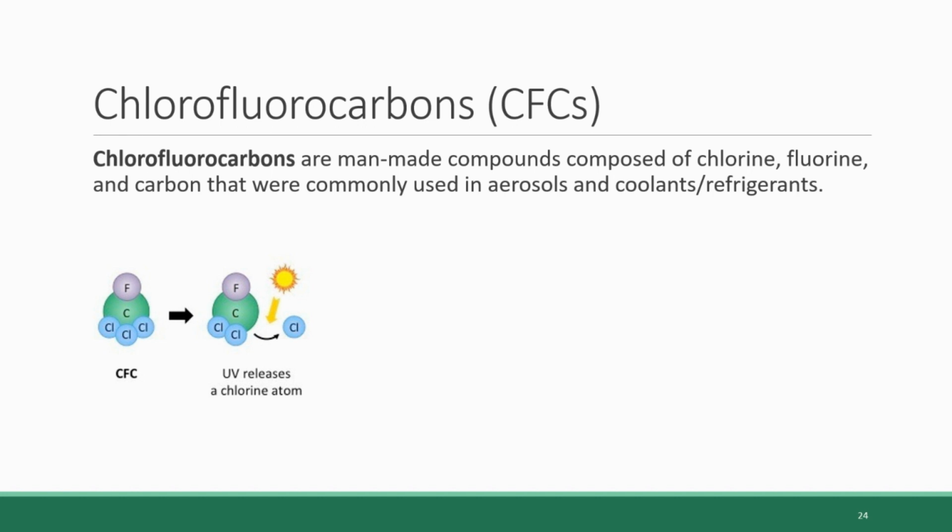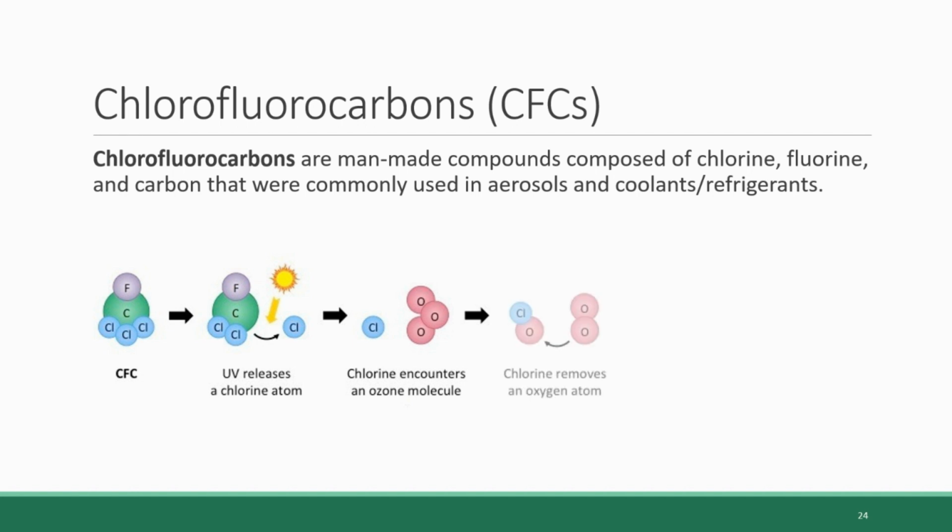And when those chlorine atoms encounter a molecule of ozone up in the stratosphere, they will react with it and pull off one of those oxygen atoms. This effectively destroys the ozone and transforms it into oxygen gas, which then removes the opportunity for that process to occur in a way that absorbs UVB radiation. But what's even worse is that this chlorine atom won't hold on to that oxygen atom.